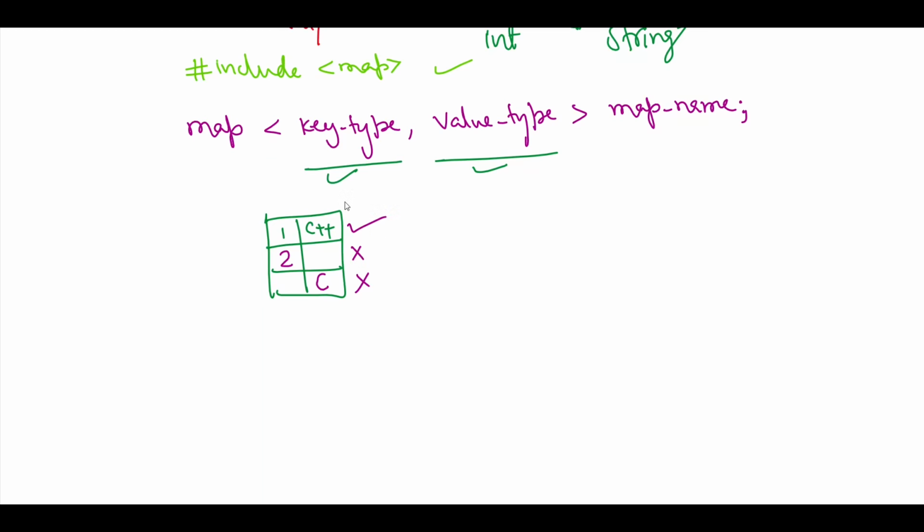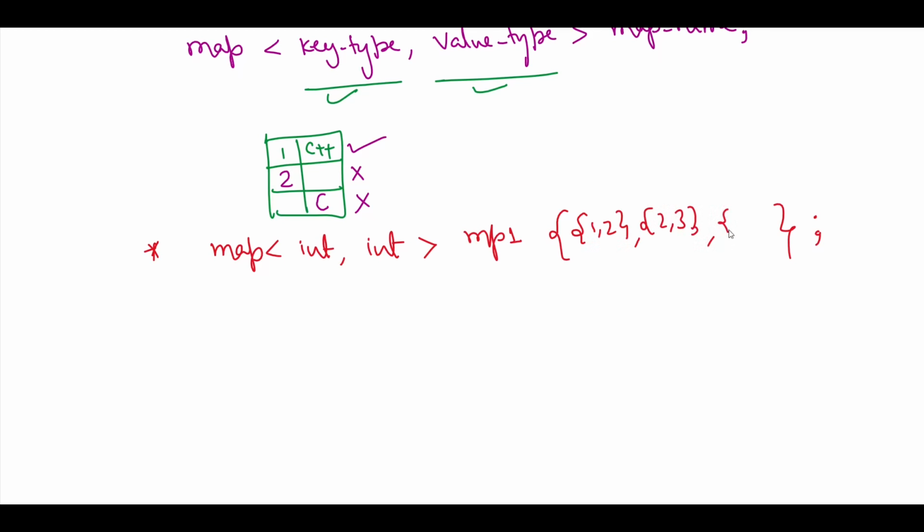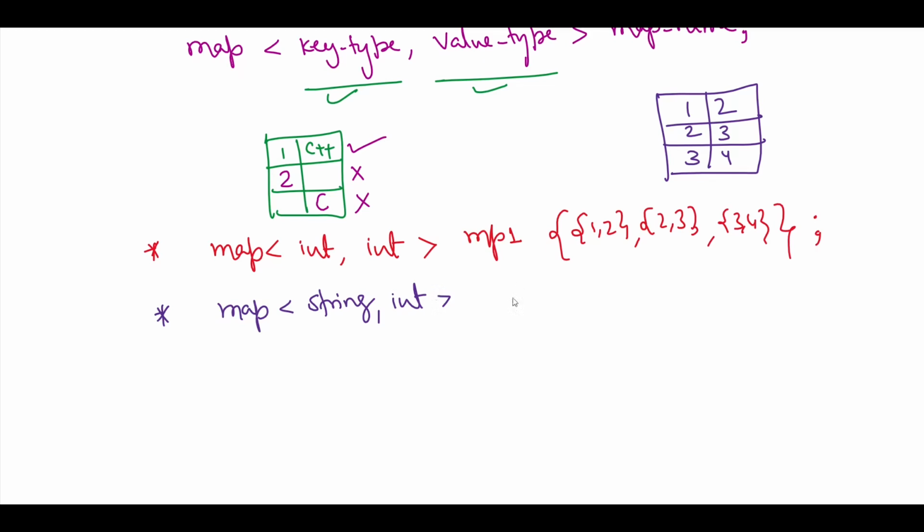Only this is possible. Now let's try to create some more maps here. So I want to create a map having key and value both as integer. Name of the map is mp1. You can also initialize it in this line. So I will have 1 2. It means key as 1 and 2 as value. Similarly 2 3 and 3 4. So this line is going to create a map which will have values like this: 1 2, 2 3 and 3 4. You can create another map having a string as key and integer as value. And if you want to name it, you can name it mp2.